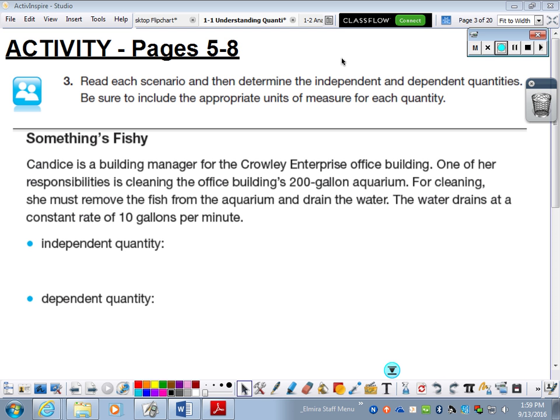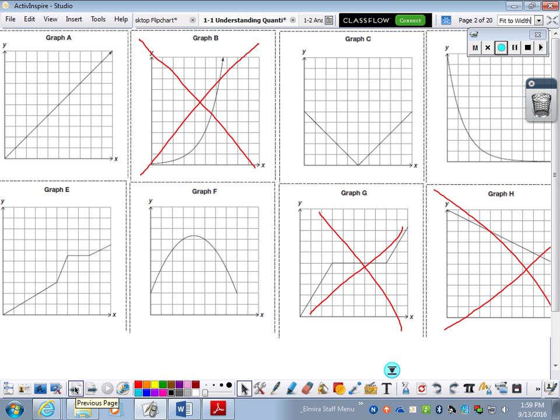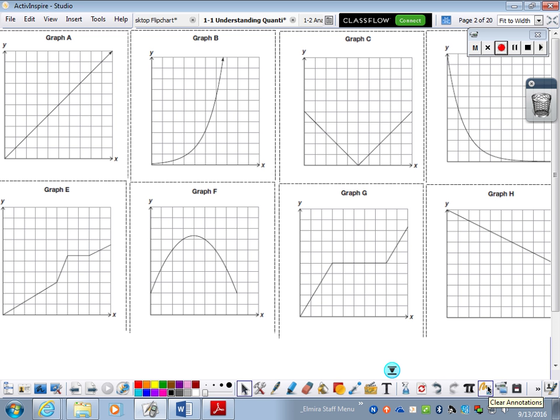What I asked you to do for homework yesterday was cut these graphs out of your textbook, pages 11 and 13, because we're going to take these graphs and figure out which situation they match.